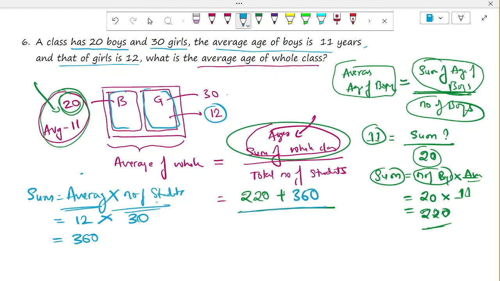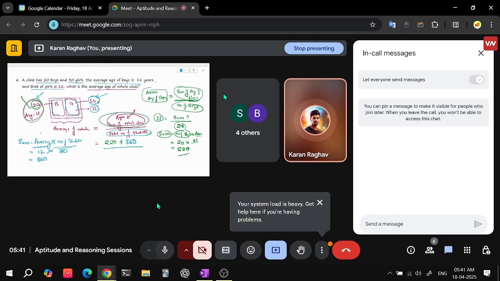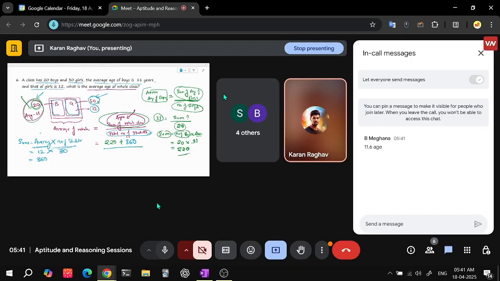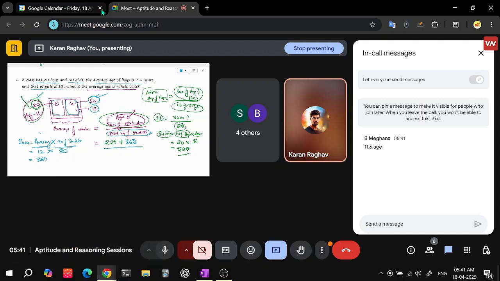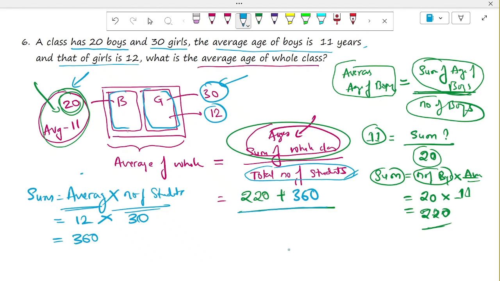The combined sum comes out to be 580. And here you need the total number of students. What is the total number of students? There are 20 boys and 30 girls. Can you tell me the total number of students in the class? Okay, I have got an answer. Meghna has given 11.6. I think the answer is correct. This is 20 plus 30. So how much would it be?